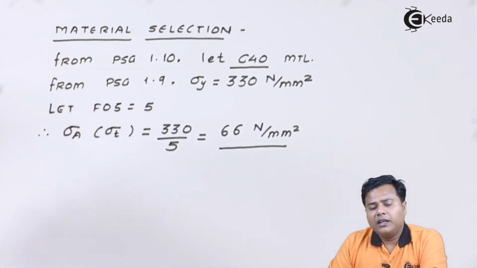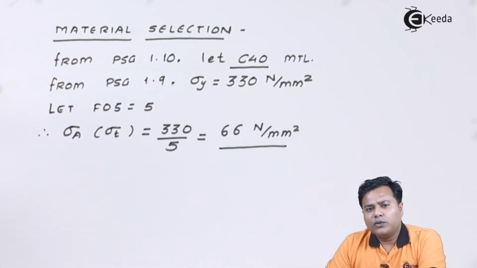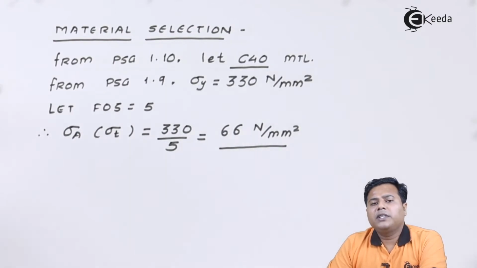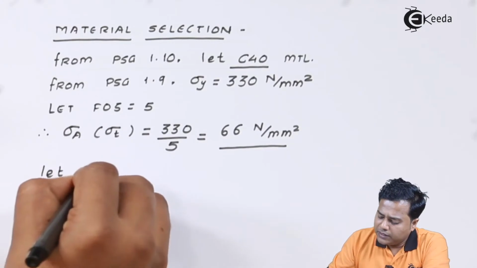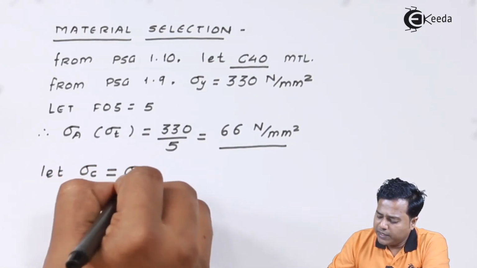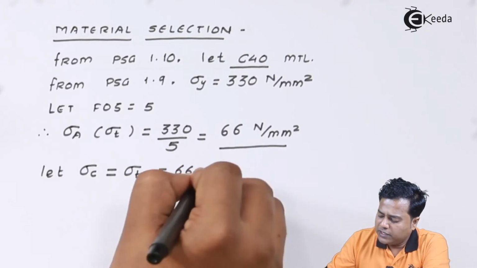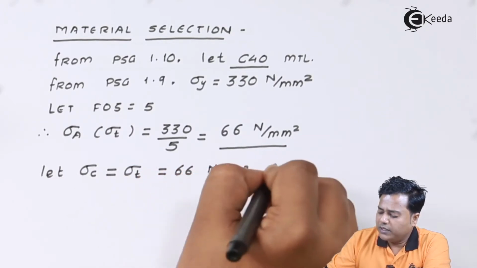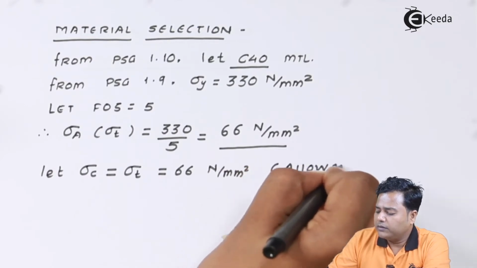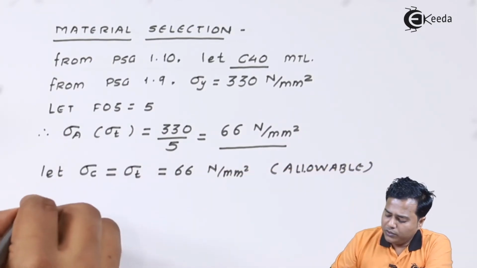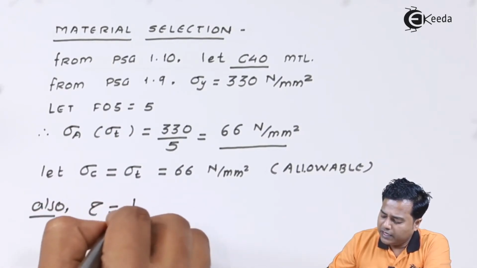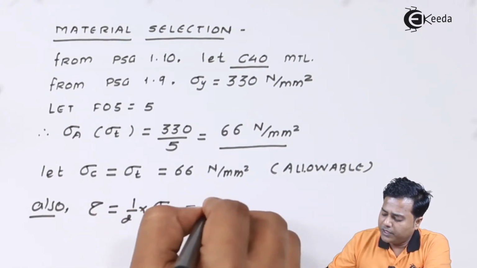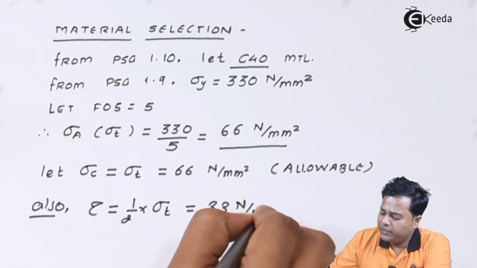So this is another thing for ductile materials. Of course, mainly the value of tensile and compression are same, but we can consider some higher range also. For keeping the design safe, we'll consider the lower value. So let sigma compressive is equal to sigma tensile, and hence it becomes 66 Newton per millimeter square, and these values are allowable values. Also, since these are ductile materials, we know that shear strength is exactly half its tensile or compressive, so it becomes 33 Newton per millimeter square.